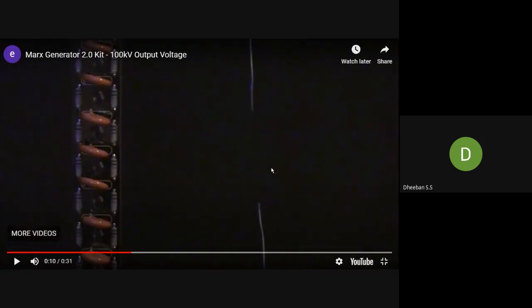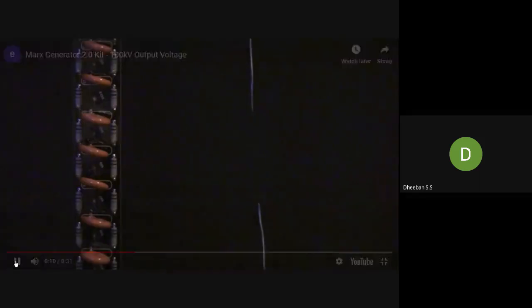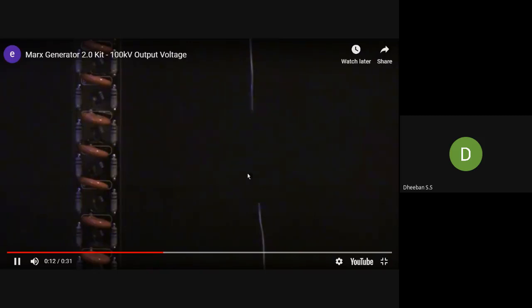So here what you can infer is that the voltage that is coming is of a very short time period. Okay, so that's why you are getting the flicker. You will be getting a flicker-like output because it is generating an impulse voltage. Okay, so the output from this will be around 100 kV. So this is a simple Marx circuit.